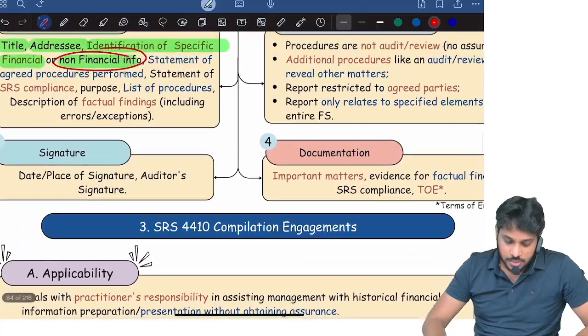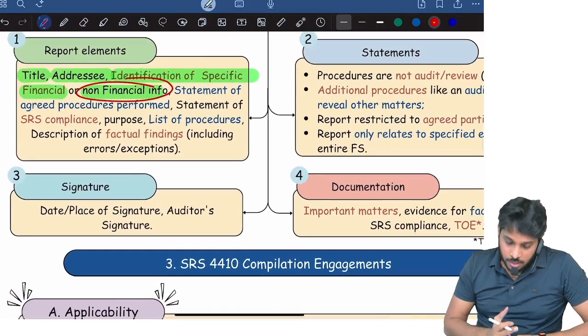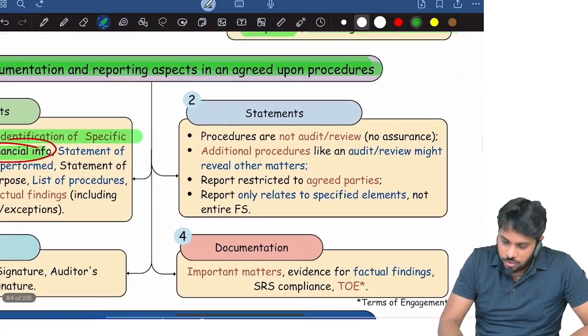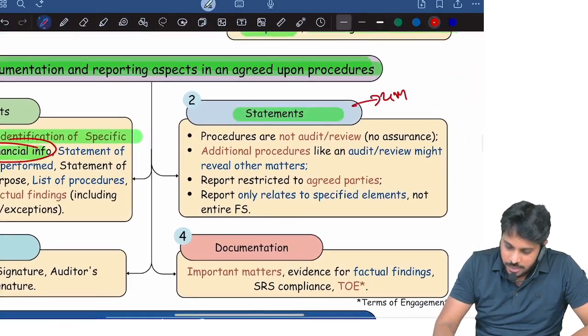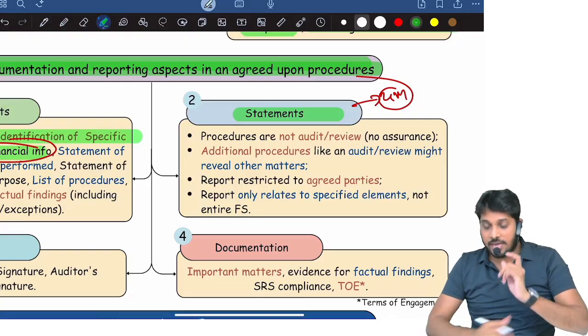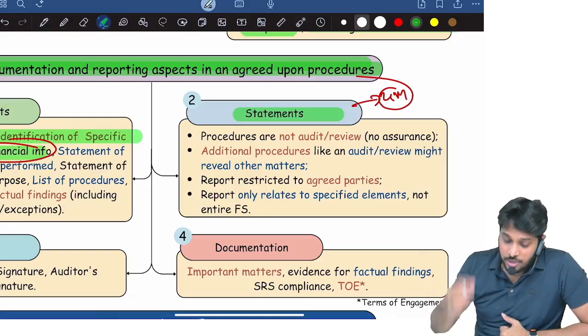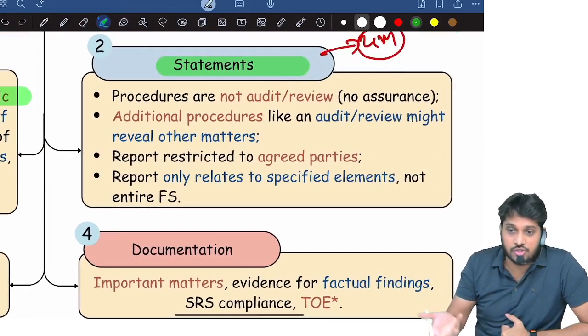This point is important. A 4 marks question they can ask. In the agreed upon procedure report, you need to mention specifically certain statements. These are called caveats. These are also called disclaimers.